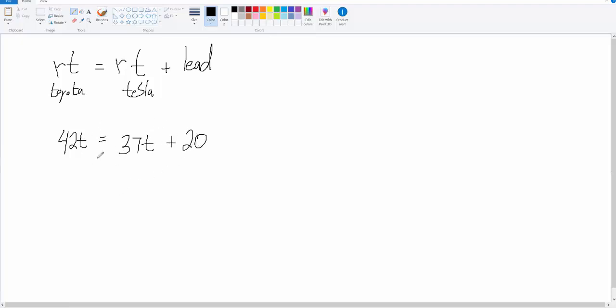So this is the problem that we've got to solve. We'll minus the 37t over, minus 37t, minus 37t. That leaves us with 5t equals 20. And when we divide by 5, we find out that they were going for 4 total hours.